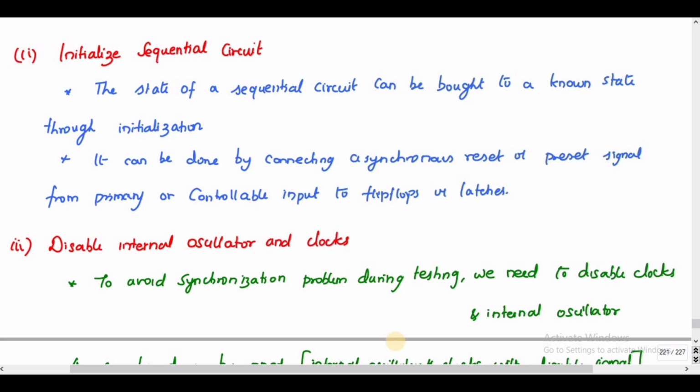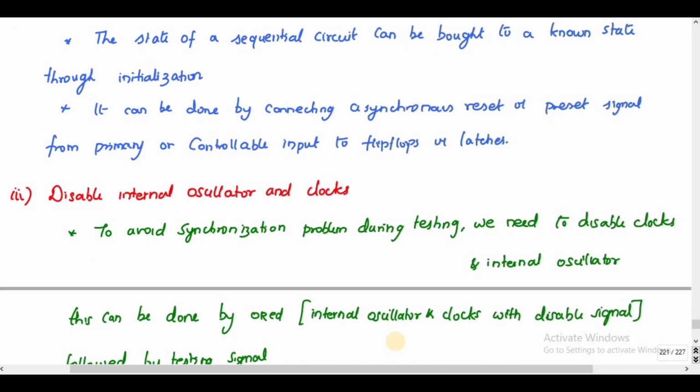Next one is disabling the internal oscillators and clocks. To avoid synchronization problems during testing, we need to disable the clocks and internal oscillators. This can be done by ORing the internal oscillators and clock with the disable signals, which is then followed by the test signal.